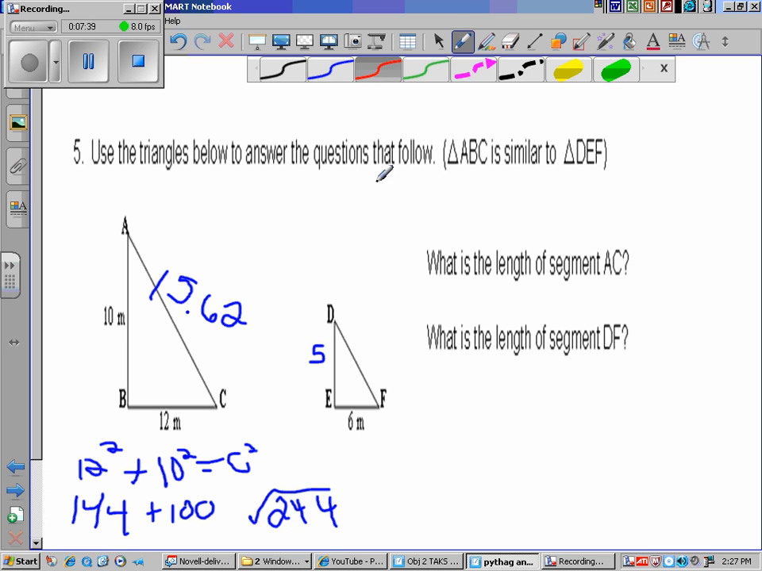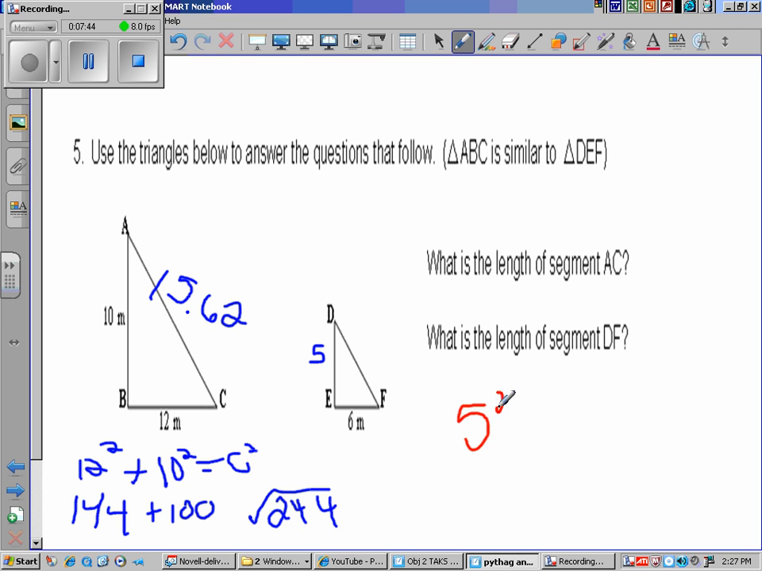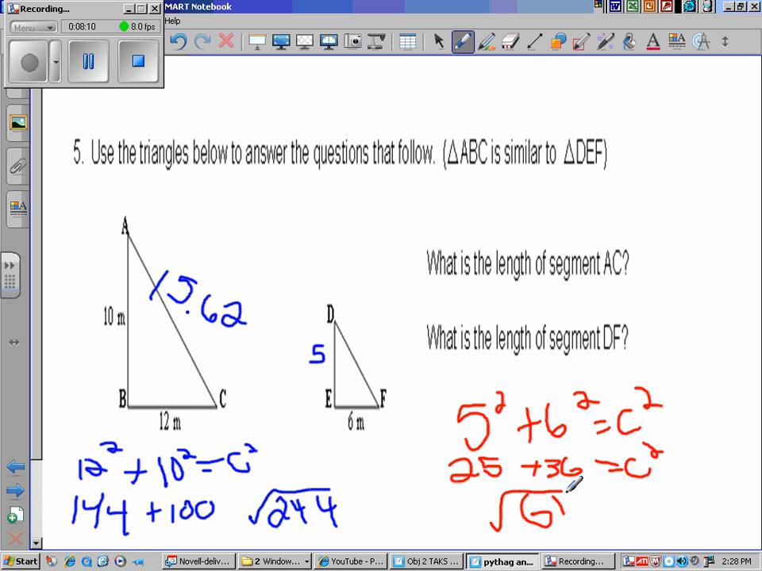Then, over here, I would have 5 squared plus 6 squared, and that equals c squared. So I'd have 25 plus 36 equals c squared. So this is 61. So to get c, I need the square root of 61, which ends up being 7.81.